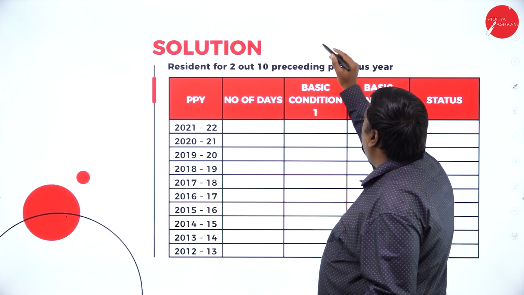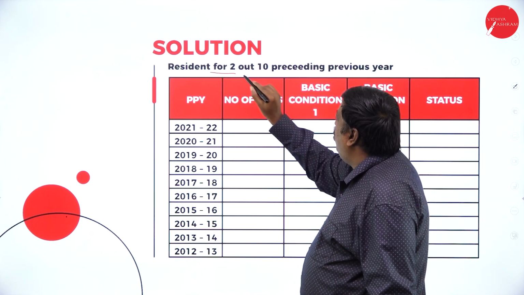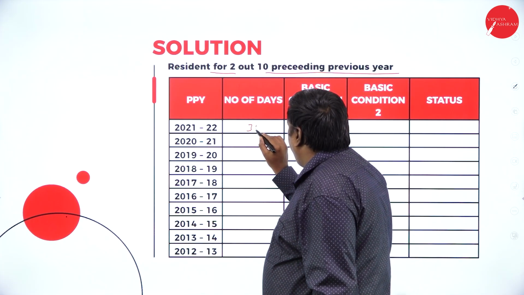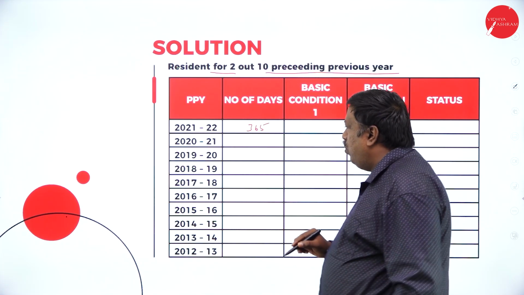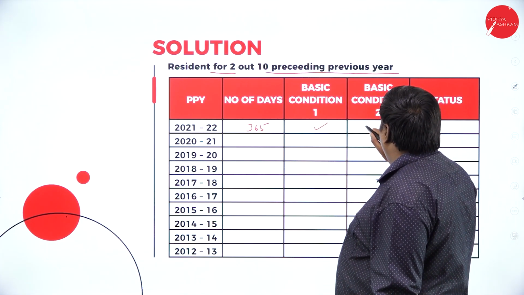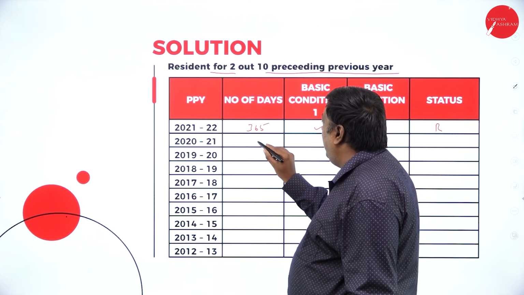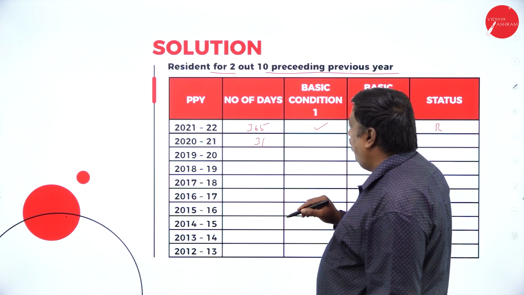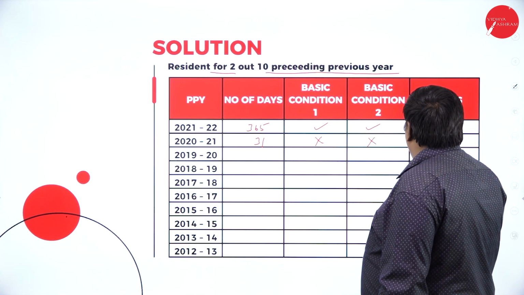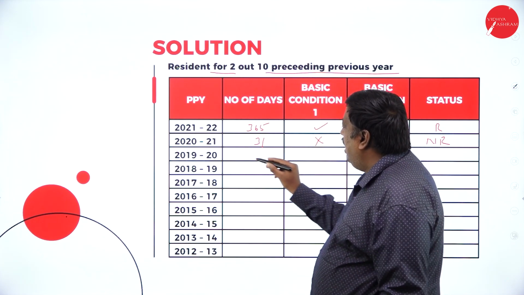What is the second additional condition we have here? My status should be resident for 2 years out of the 10 preceding previous years. Here, 2021-22, I was in India for a period of 365 days. I have satisfied both the basic conditions for residential status. 2020-21, I was in India for a period of 31 days. So, I have not satisfied both the basic conditions. Residential status will be non-resident.